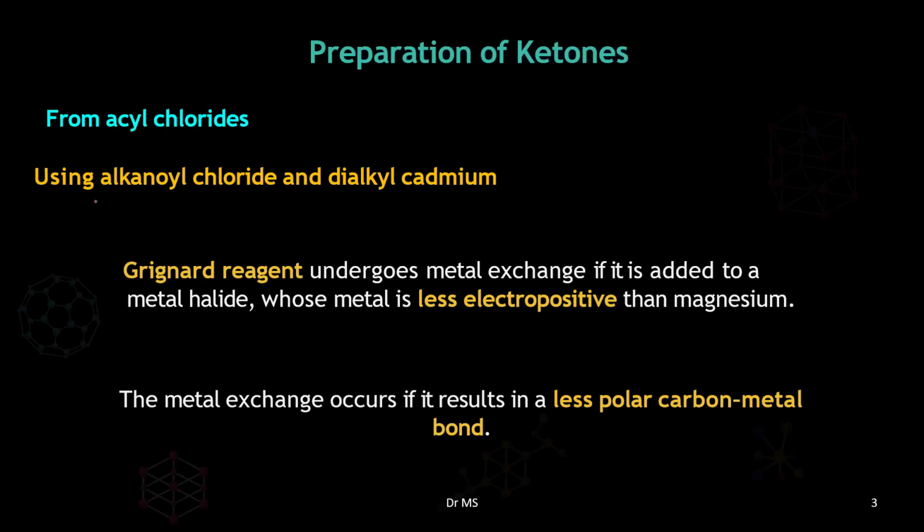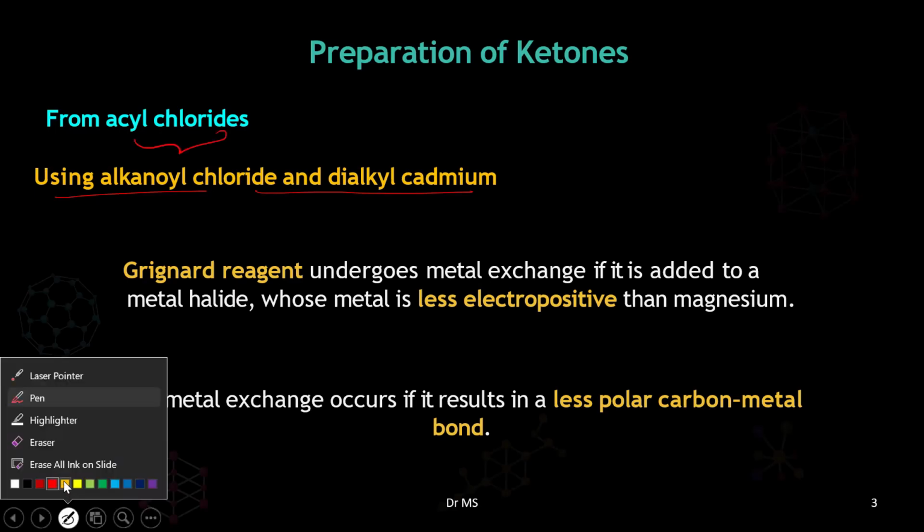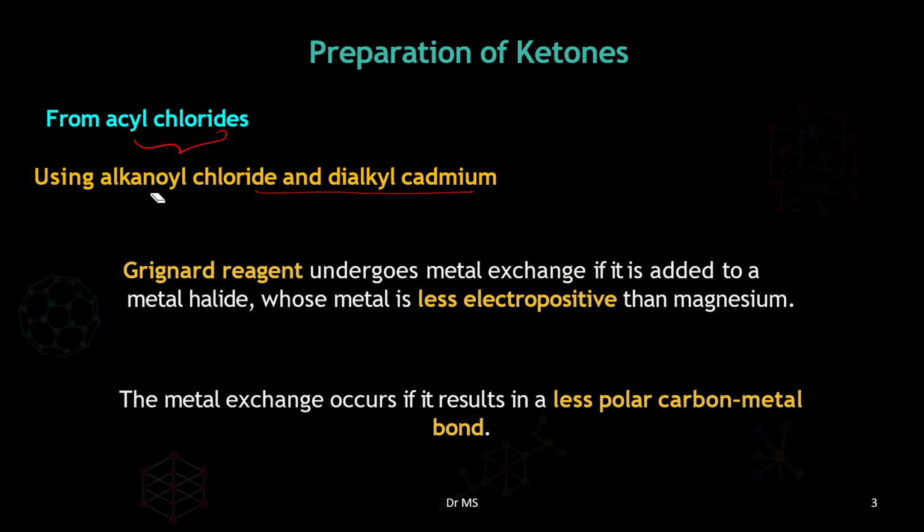So, preparation of ketones using the alkanoyl chlorides and dialkyl cadmium. Your alkanoyl chloride is nothing but the acyl chloride. And the dialkyl cadmium is an organometallic reagent. Just know this, it is an organometallic reagent.